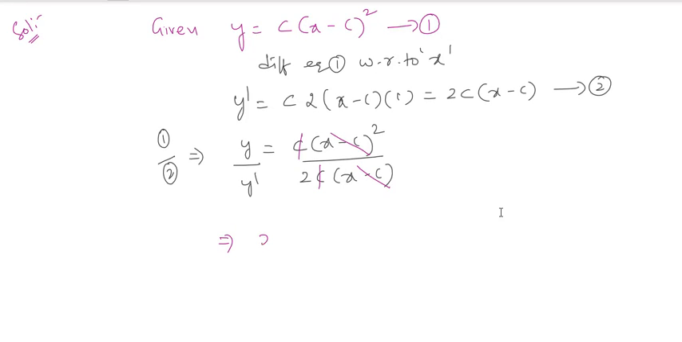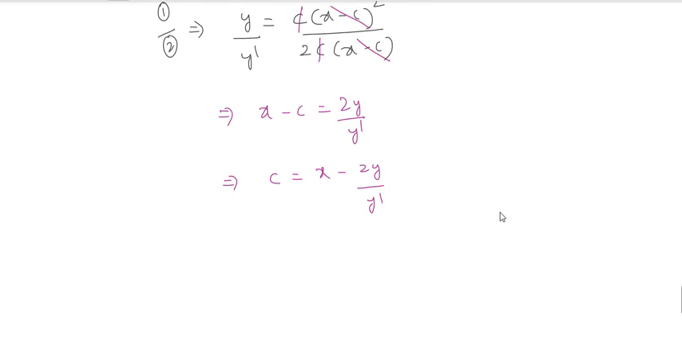If I do that cancellation, what will I get? This x minus c is equivalent to 2y divided by y dash. Am I right or not? So x minus c is equivalent to 2y by y dash. Now from this, what is the value of your c? From this, you will have c as x minus 2y by y dash. Again, take the cross multiplication: c is equal to (x y dash minus 2y) by y dash. This is the value of your c. Am I correct or not?